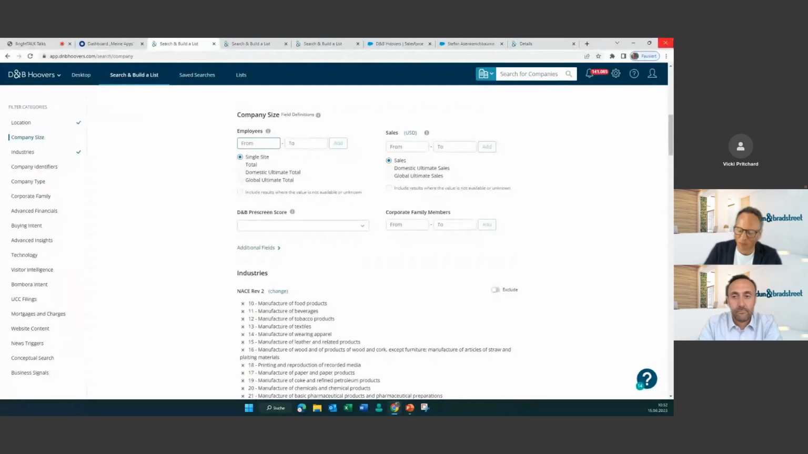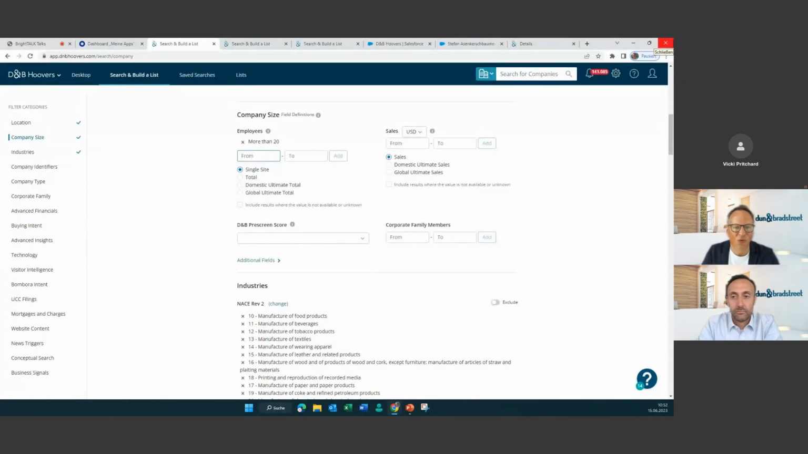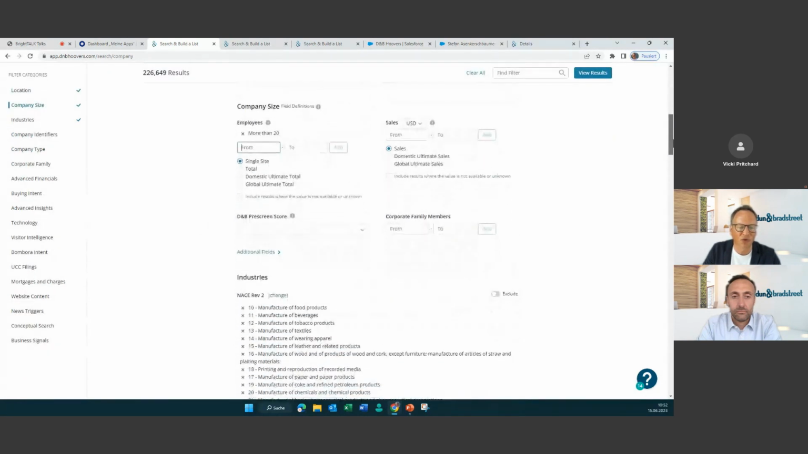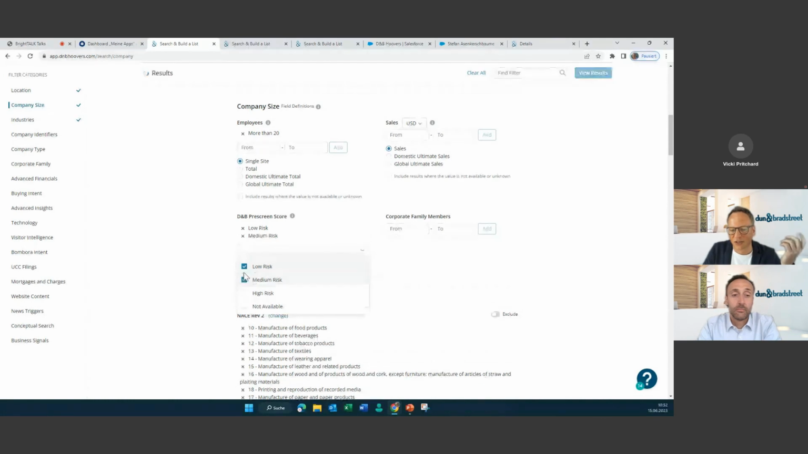I said you're mostly mid-sized companies, so let's go for the employee figures. Where are we now? At 200,000. Still way too much for us, because we just want a handful of companies. Now, you mentioned the risk indicators. Dun & Bradstreet comes from more than 100 years of experience in predicting insolvencies. So we have some indicators on a high level to include only those companies with low risk and medium risk: 80,000.